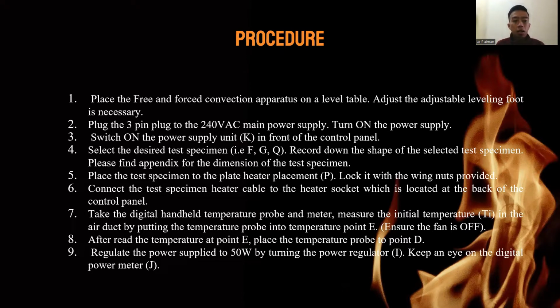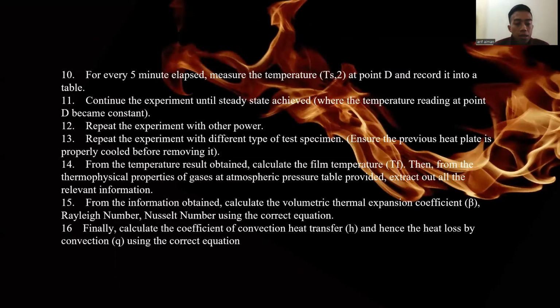Step number 8 is, after reading the temperature at point E, place the temperature probe at point D and regulate the power supply to 50 watt by turning the power regulator, keeping an eye on the digital power meter. Next, for every 5 minutes elapsed, measure the temperature at point D and record it into a table. Continue the experiment until steady state is achieved, where the temperature reading at point D becomes constant.